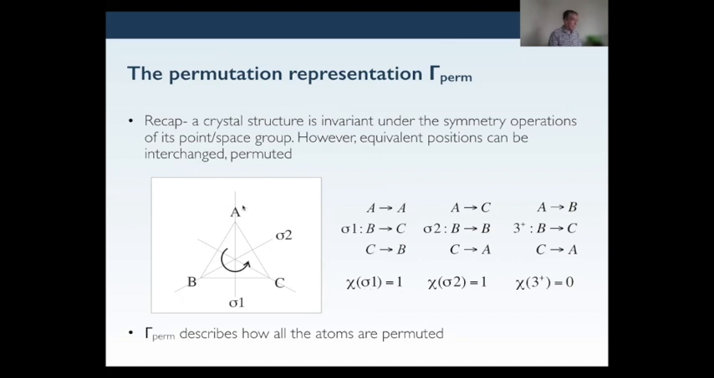Only A is left unchanged by this symmetry operation. Sigma 2 instead takes A to C, B to B, and C to A. So B is now left unchanged. So the character of sigma 2 is also 1. It just corresponds to a different atom than we had for sigma 1. But the threefold rotation operation turns A to B, B to C, and C to A. So we have no atoms that are left unchanged. So we have the character of the permutation representation for the different symmetry operations coming from this.